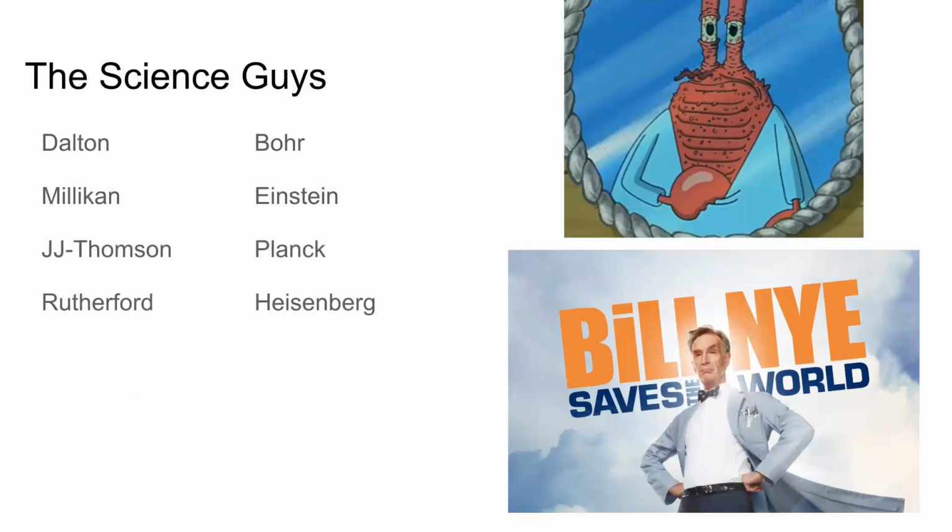All right, so after going through all the titration and math, now we have to go into some of the theory. In this case, we have to go over the science guys, which are a bunch of old dead people, just like Mr. Krabs over there. Some of the science guys that we have to know are Dalton, Millikan, J.J. Thomson, Rutherford, Bohr, Einstein, and Planck.